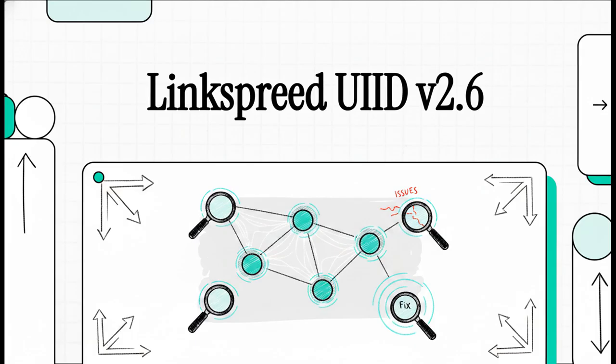How do you actually monitor these wildly complex, decentralized systems? I mean, when you remove the central server, tracking what goes wrong and exactly when it goes wrong becomes a really serious hurdle. So today, we're breaking down a major milestone in solving that exact problem: Linkspreed UID version 2.6.